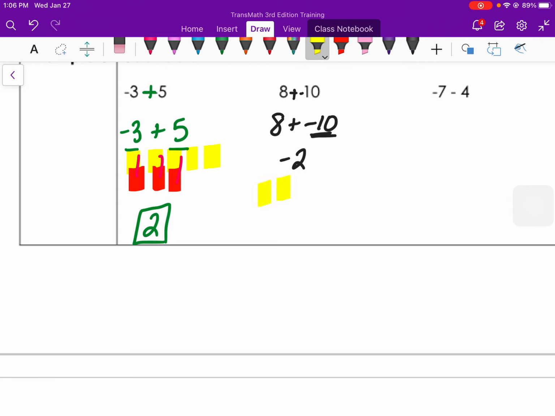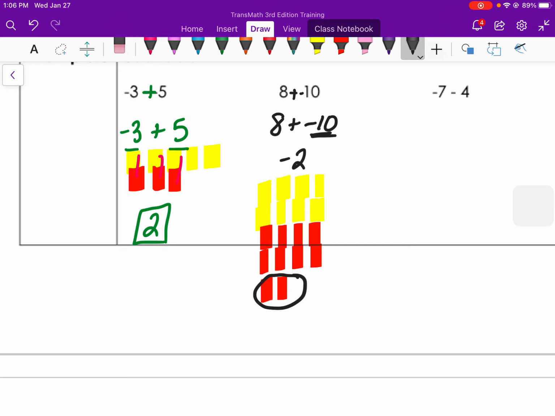So I had 8 positives, and then I had 10 negatives, and those simplify, so there's 2 left over. So 10 take away 8 is 2, and it's negative, there's more negatives.